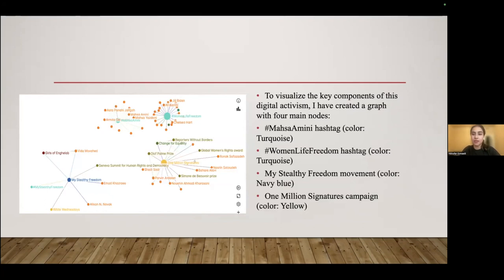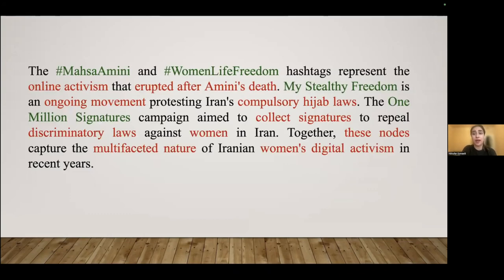So, to visualize the key components of this digital activism, I have created a graph with four main nodes: the Mahsa Amini hashtag, which is depicted in turquoise, and the Women Life Freedom hashtag in the same color; My Stealthy Freedom movement, which is depicted in navy blue; and the 1 million signatures campaign, which is depicted in yellow. The Mahsa Amini and Women Life Freedom hashtags represent the online activism that erupted after Amini's death. My Stealthy Freedom is an ongoing movement protesting Iran's compulsory hijab laws. And the 1 million signatures campaign aimed to collect signatures to repeal discriminatory laws against women in Iran. So these nodes capture the multifaceted nature of Iranian women's digital activism in recent years.